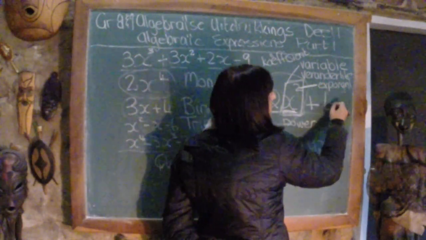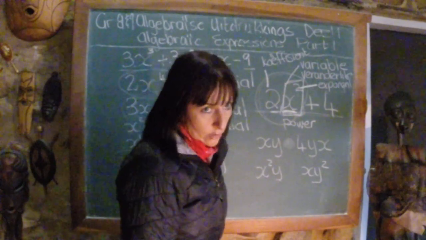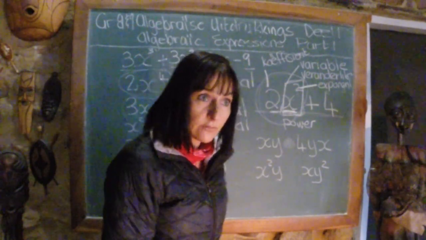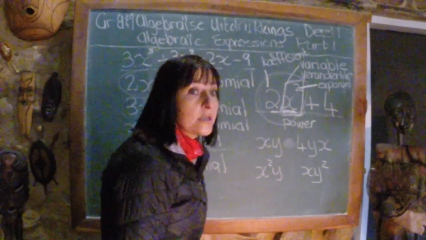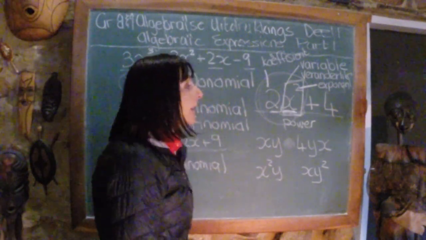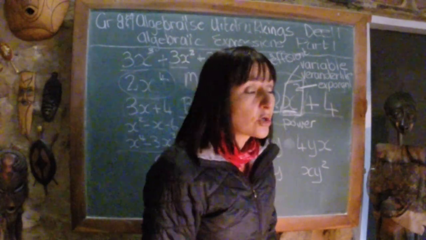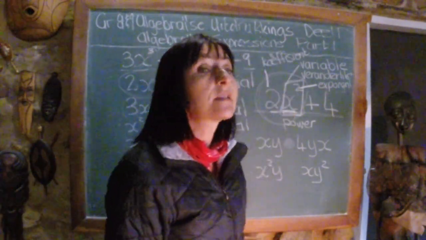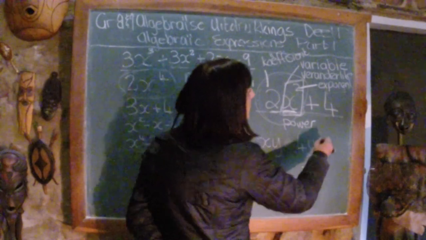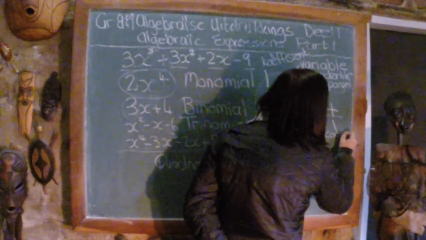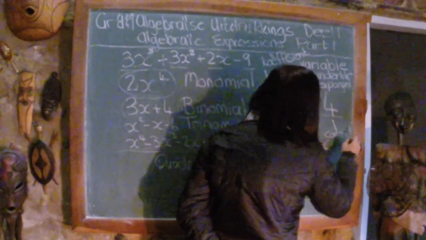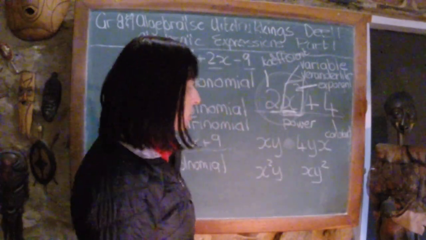And the 4 is standing all on its own. There's nothing attached to the 4. Can you see that? There's no x. So the 4 is standing all on its own. En wanneer die 4 so op sy eie staan, dan noem ons hom 'n konstante. We name it the constant, because it's got no variable attached to it. We name that the constant.